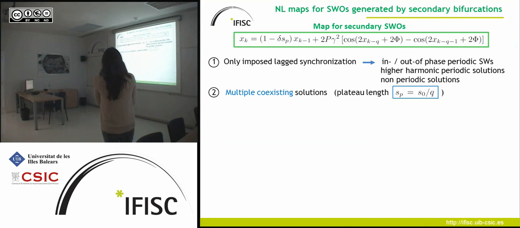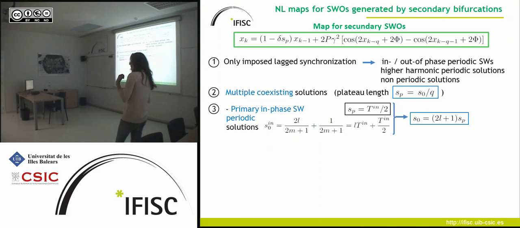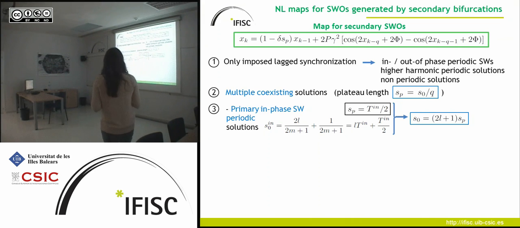Another thing that we can extract from this map is that there are multiple solutions that coexist for the same value of E0, the ratio between the rates. Each one has different plateau lengths, P, where Q is an integer. From this map, one can obtain the in-phase and out-of-phase square wave solutions that we have presented before.